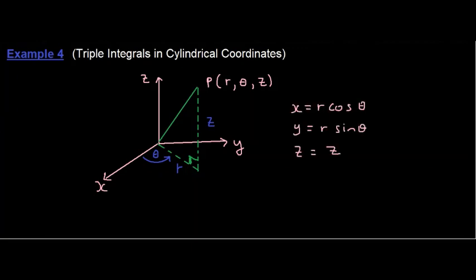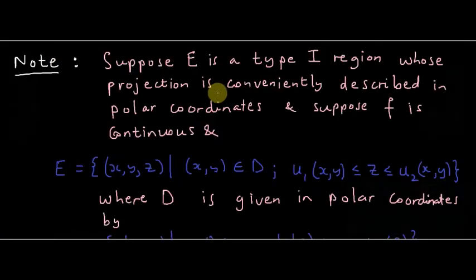Then we use the same set of x and y rectangular coordinates as for polar coordinates. So x is r cos theta, y is r sin theta, and then we're just adding that z is equal to z. We also still have x² + y² = r², and tan theta is y over x. So the question now is, when do we use cylindrical coordinates to evaluate triple integrals?